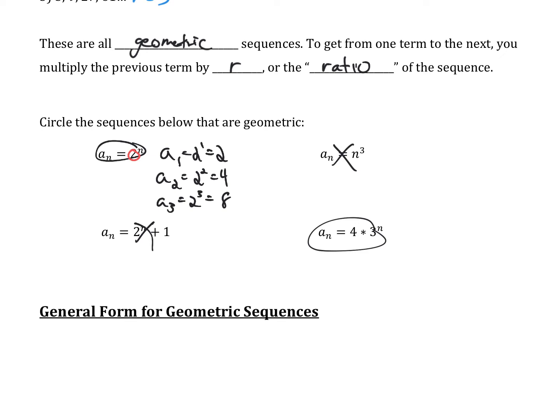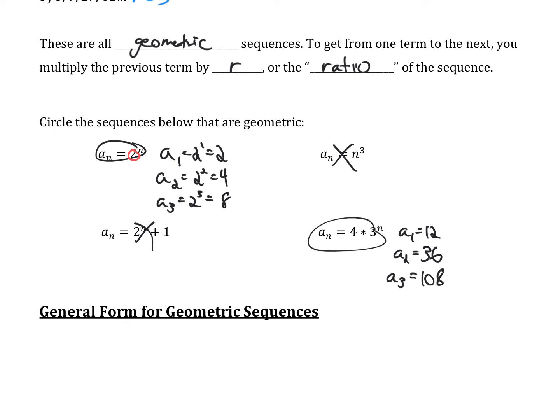Right there. Interesting. If we look at the other one that I circled, 4 times 3 to the n, you'll notice that if you do the same thing for that, if you find the first few terms, it's tripling each time. A sub 1 would equal 12. Again, I'm just plugging in 1 for n. To find a sub 2, I'm going to plug in 2 for n. So 3 to the 2 is 9. 9 times 4 is 36. A sub 3 equals 108.